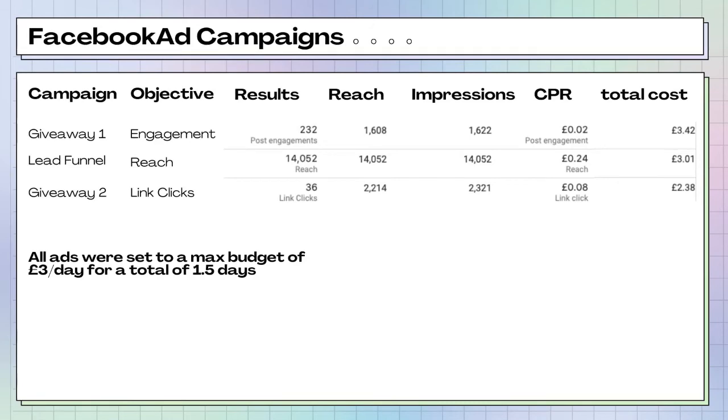The reason that I start with a reach campaign on a lead or sales funnel is, like I said before, just to push it to as many people as possible. By spending £3 for a day and a half on this, I reached 14,052 accounts. And you know that that's accounts because the reach and the impressions are the same.